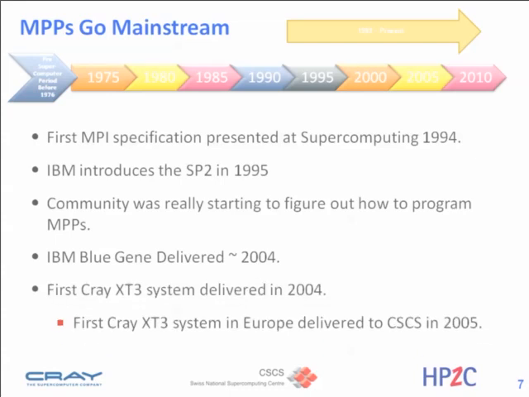Then IBM joined the group in 1995, and then many things happened from then. Then we got Blue Gene in 2004, and Cray was, in the meantime, a sad story, bought by SGI, then it came around again with its own name, and we delivered the first Cray XT3 system in 2004. This was the first system that CSCS bought from this new Cray company, and it was the first XT3 system in Europe, delivered to CSCS in 2005.